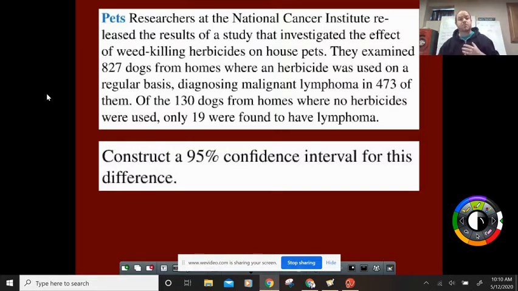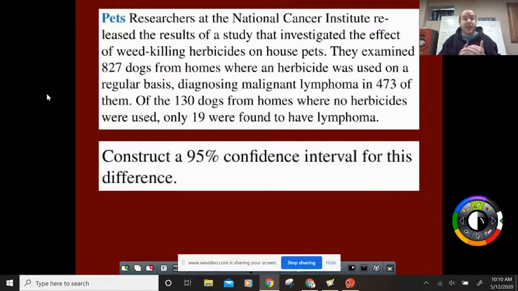Now, here's the deal with this. Why is this a two sample confidence interval instead of a one proportion? It's because we have two samples here. One, where the herbicide is being used, and we're seeing how many dogs got sick with the herbicide. The second is when no herbicides were used in the household, and we're looking for that same lymphoma to see if the difference between them exists.